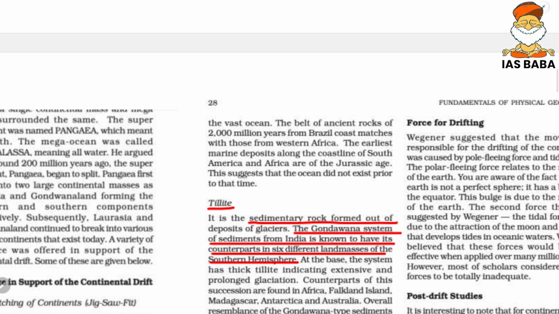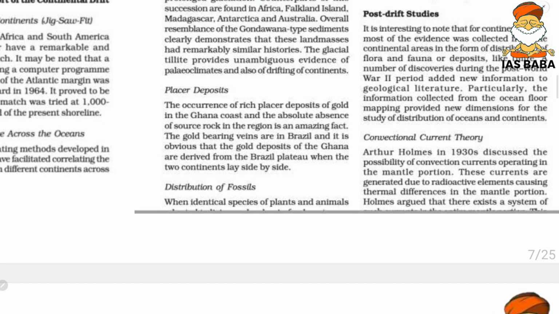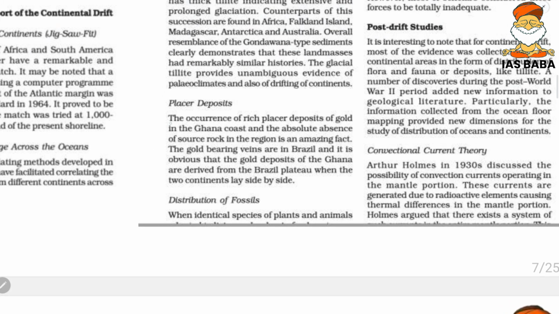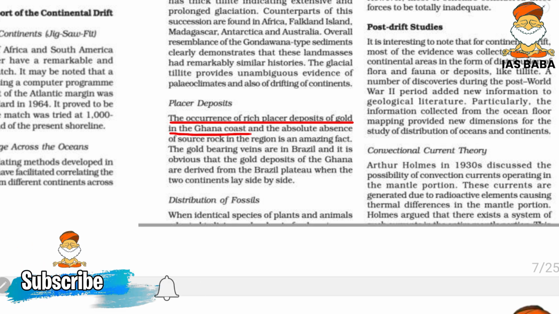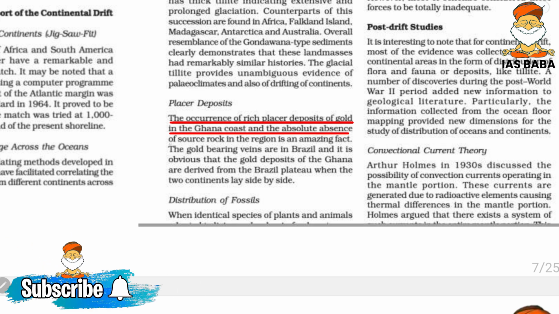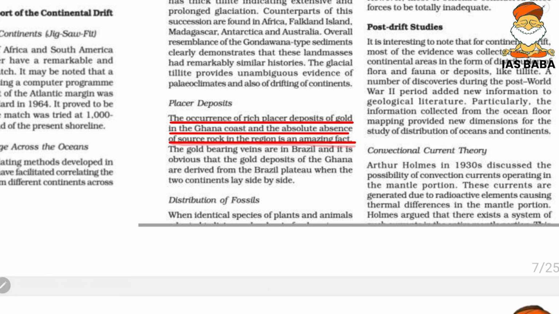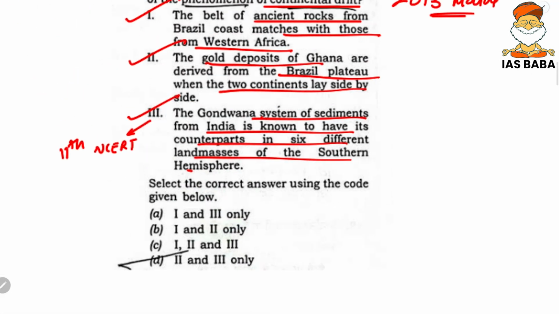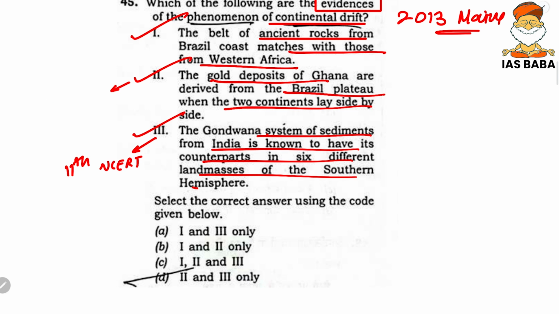Next, you can also see this statement. It says the occurrence of rich placer deposits of gold in the Ghana coast and the absolute absence of the source rock in this region is an amazing fact. And the gold bearing veins in Brazil, and it is obvious that the gold deposits of Ghana are derived from the Brazil plateau. So this is also a statement, the second statement, directly from the 11th standard NCERT.